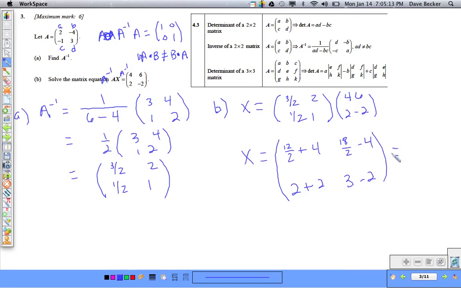And we simplify that to be, let's see, 6 plus 4 is 10. 18 over 2 is 9, minus 4 is 5. And 2 plus 2 is 4. 3 minus 2 is 1. So the answer is 10, 5, 4, 1. Okay, I'm going to stop and we'll continue on the next video.